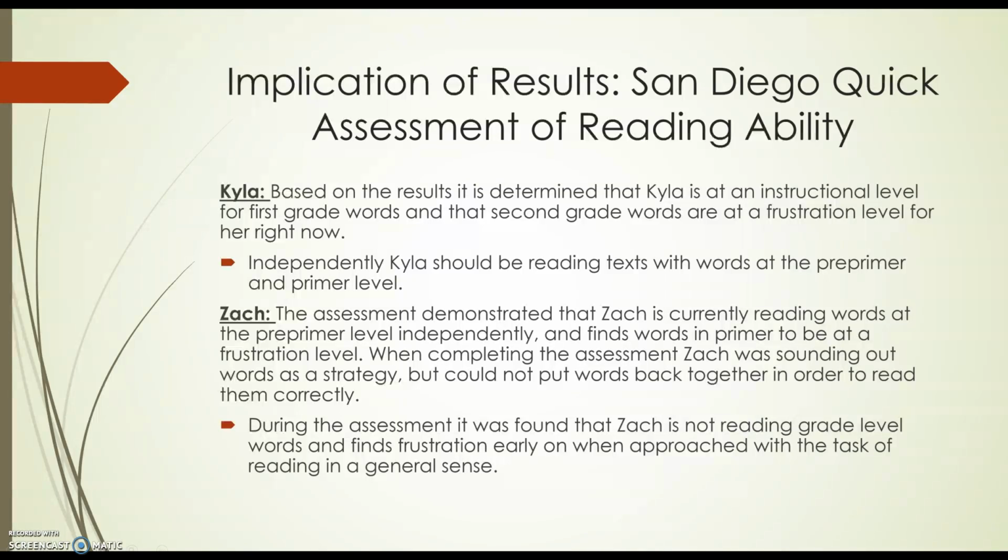During this assessment, it was found that Zach is not reading grade level words and finds frustration early when approached with tasks of reading in a general sense. So this goes back to him being a perfectionist and how he doesn't like making mistakes, and so he often will result in wanting to give up.